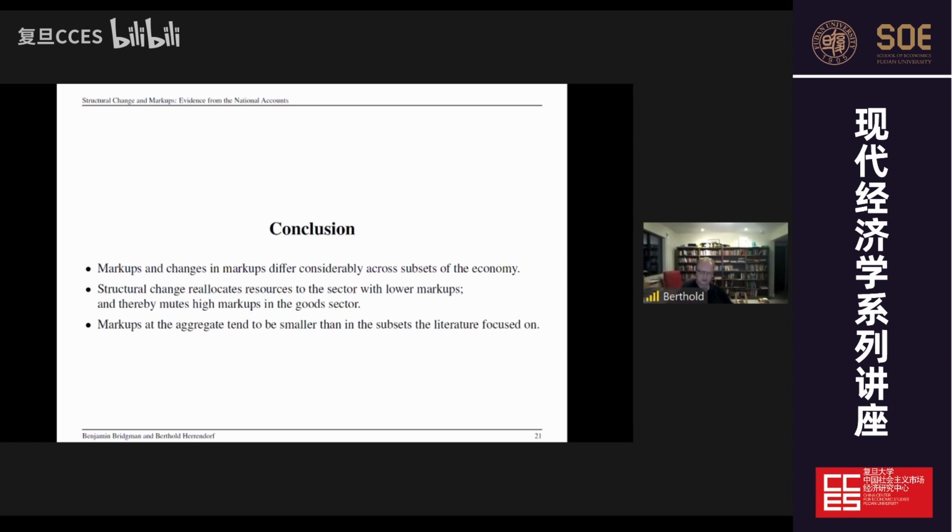So what we have shown you is that markups and changes in markups differ considerably across subsets of the economies and sectors of the economies. Now, structural change is relevant here because it reallocates resources systematically to the sector with lower markups, and thereby mutes the high markups and the increases in the markups in the goods sector. Markups at the aggregate level tend to be a lot smaller than in the subsets of the economy that the literature focuses on, is the main conclusion from that.